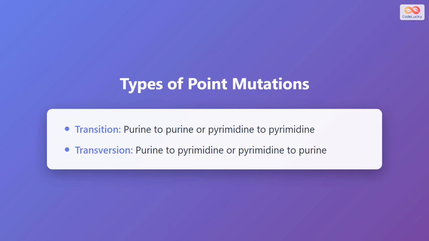Point mutations are classified into 2 main categories based on the chemical structure of the nucleotides involved. A transition occurs when one purine is replaced by another purine, such as adenine to guanine, or when one pyrimidine is replaced by another pyrimidine, such as cytosine to thymine. A transversion occurs when a purine is replaced by a pyrimidine, or vice versa. Transitions are more common than transversions because they involve nucleotides with similar chemical structures.